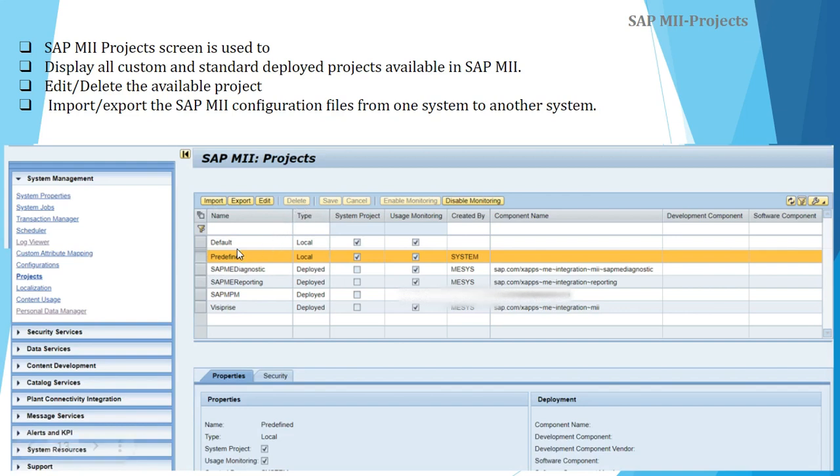If you want to keep a backup of a project, you can select any one of the projects and click export, and you can keep the backup. Anytime you can click import and import it. So this export and import of projects is very useful. Suppose you are not using any deployment tools like NetView, NWDI or CTS Plus. In that case, you can export your project from development and import it back in your quality.